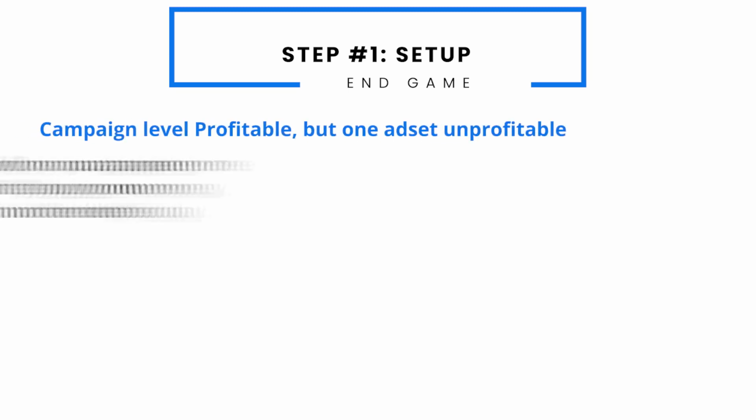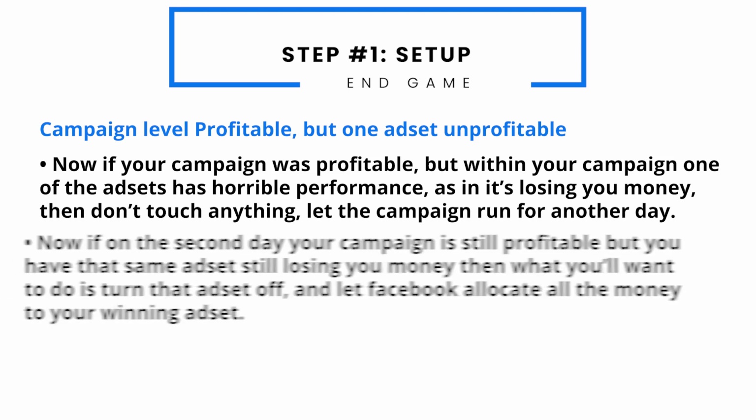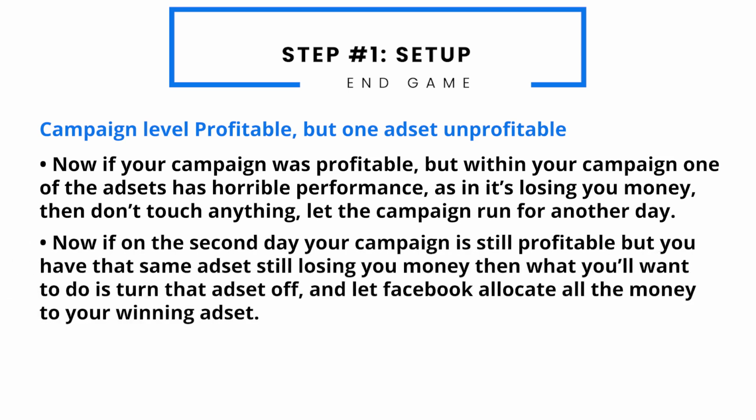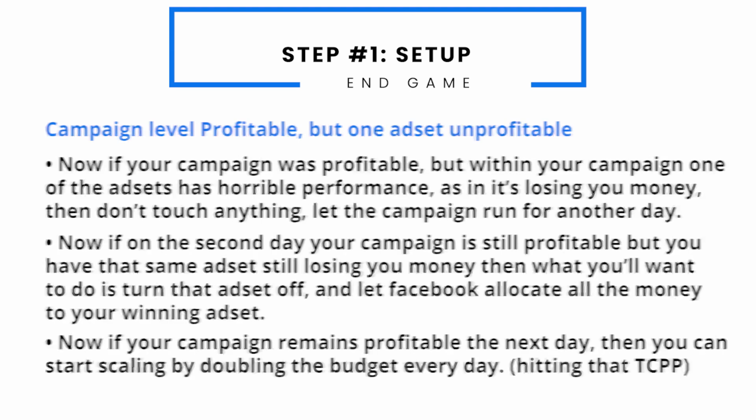Now if your campaign was profitable, but within your campaign, one of the ad sets has horrible performance, as in it's losing you money, then don't touch anything. Let the campaign run for another day. Now if on the second day your campaign is still profitable, but you have the same ad set still losing you money, then what you'll want to do is turn that ad set off and let Facebook allocate all the money to your winning ad set. Now if your campaign remains profitable the next day, then you can start scaling by doubling the budget every day so long as you're hitting your target cost per purchase.